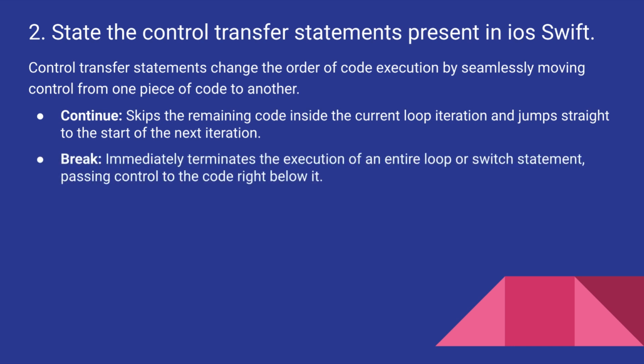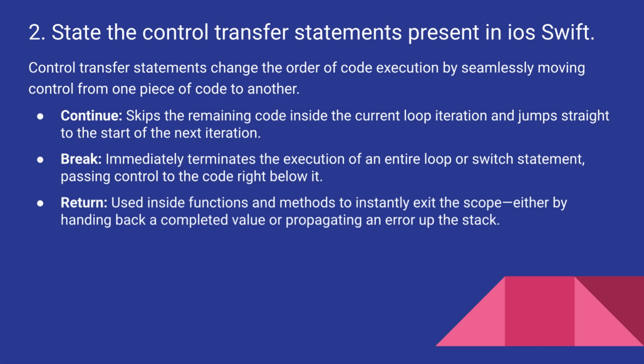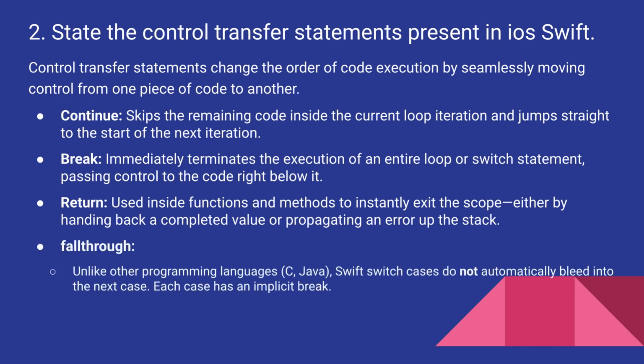Next is break. When Swift hits a break statement, it immediately terminates the execution of the loop or switch block entirely, passing control straight to the code right beneath it. Then we have return. We use the return keyword inside our functions or methods to instantly exit the scope and optionally hand back a data value that meets our requirements. Finally, let's talk about fallthrough.